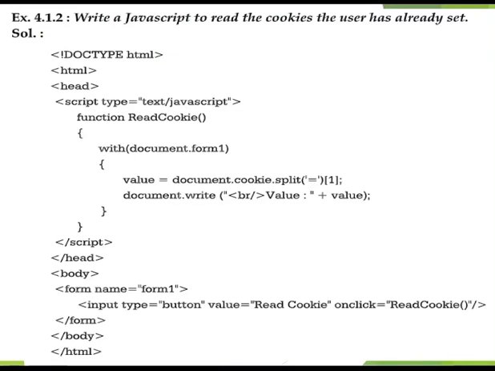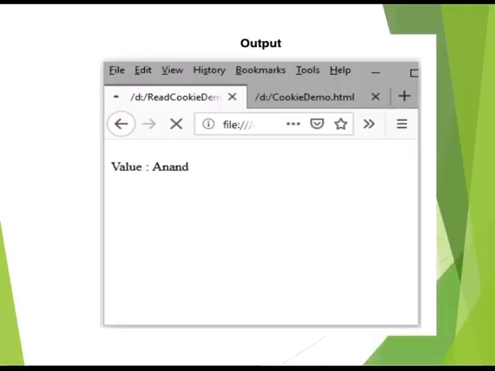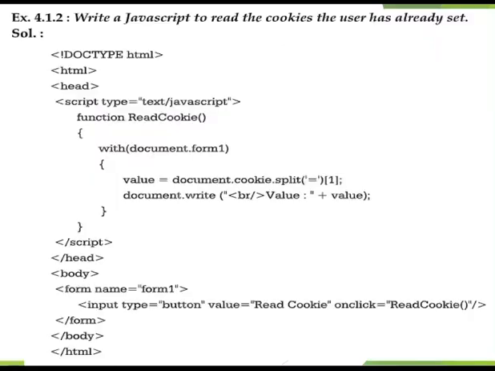HTML tag, head tag. We'll see first the output. See, value is equal to Anand. We had already created a cookie. Now when you use the split method, we get the output as value is equal to Anand. We had set only one cookie, so that will appear over here. Let's see the code.